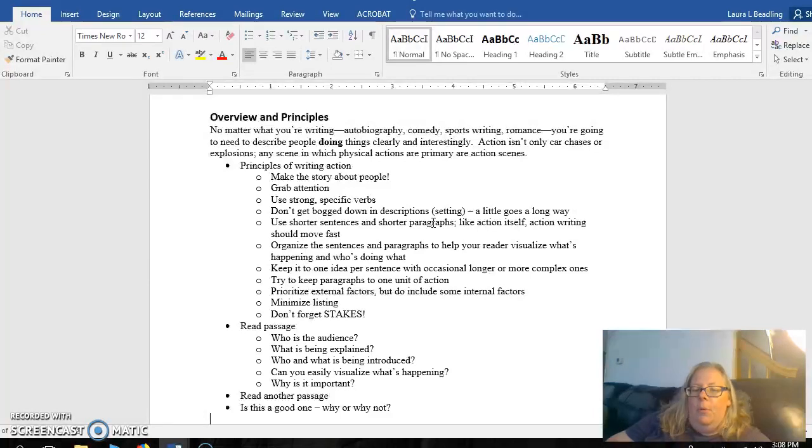And probably most importantly, don't forget the stakes of what's going on. By stakes, we mean, why is it important? Why should people care? Why does it matter to the characters who are doing the action or experiencing the action?